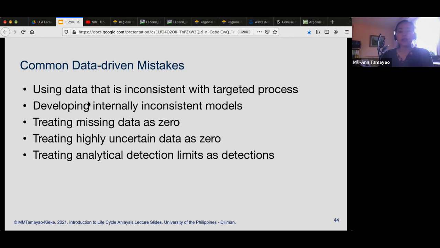Now, these are just common data driven mistakes that I would like you to avoid in your project. One, using data that is inconsistent with the targeted processes. Second, developing internally inconsistent models. Third, treating missing data as zero. Fourth, treating highly uncertain data as zero. And fifth, treating analytical detection limits as detections.